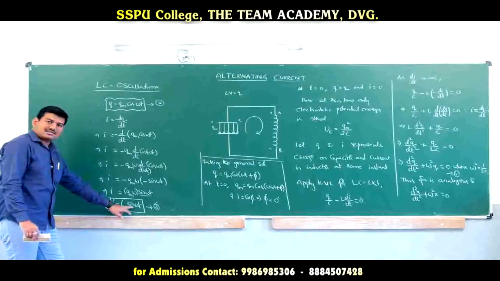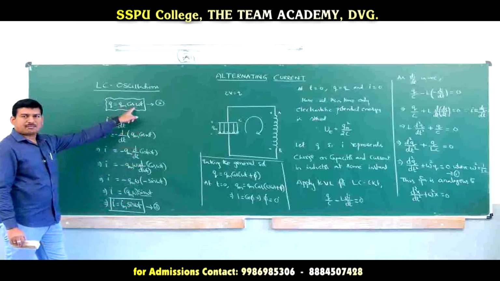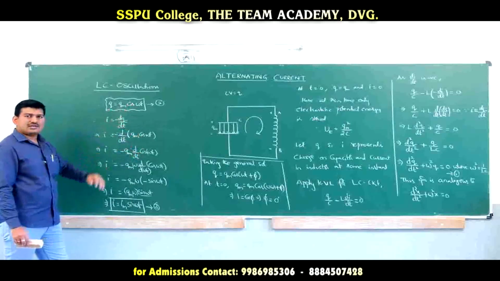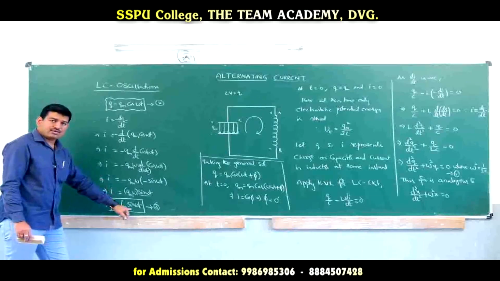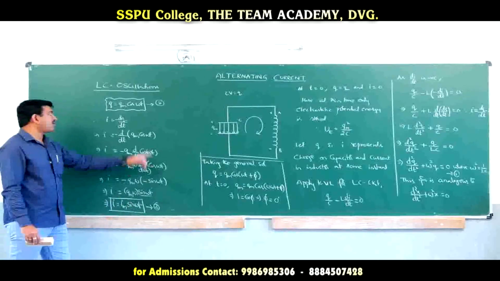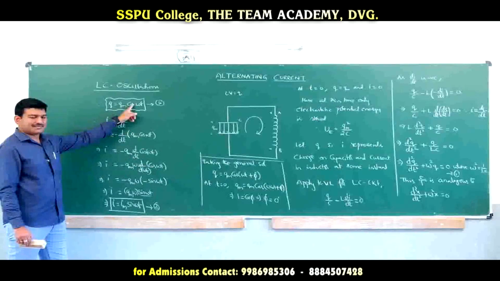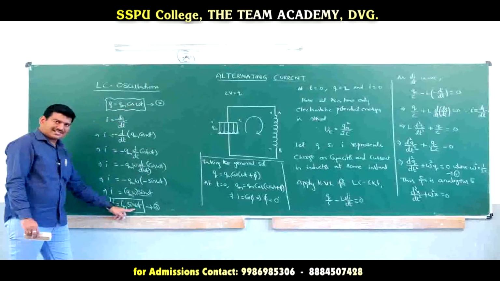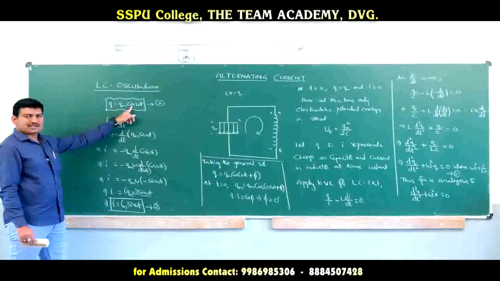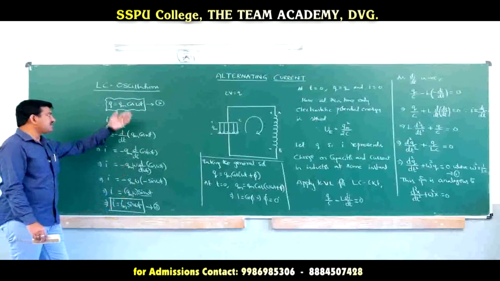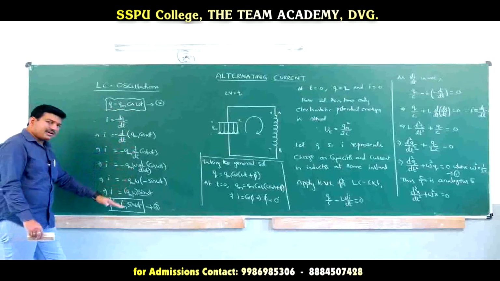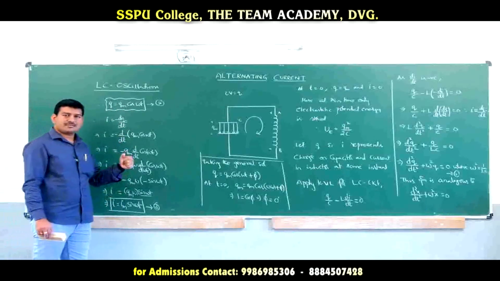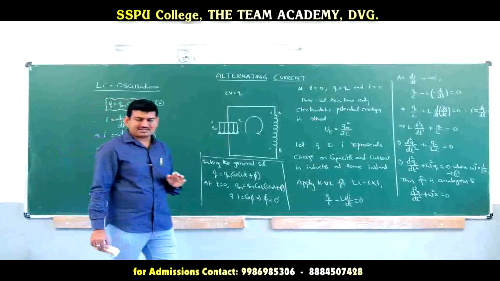If this is 0, this must be maximum, because sine value and cos value will have opposite values. For example, sine 0 is 0, but cos 0 is 1, maximum. Sine 90 is maximum, cos 90 is 0. That means, when this is 0, this is maximum, and when this is maximum, this is 0. Is it clear? That means, when current is becoming maximum, charge is becoming 0, and vice versa. Is it clear or not?